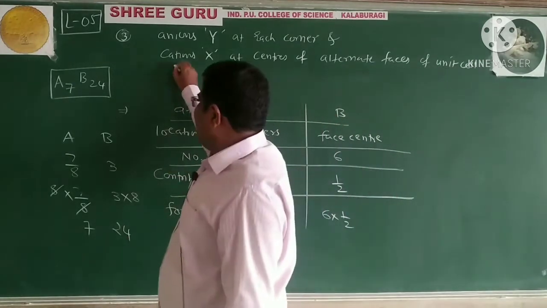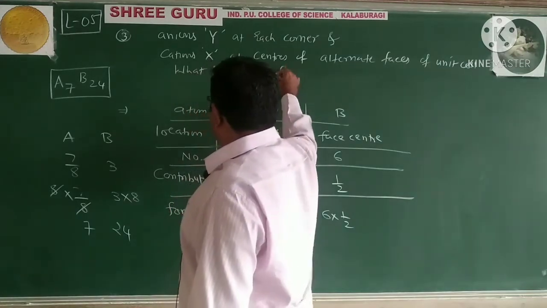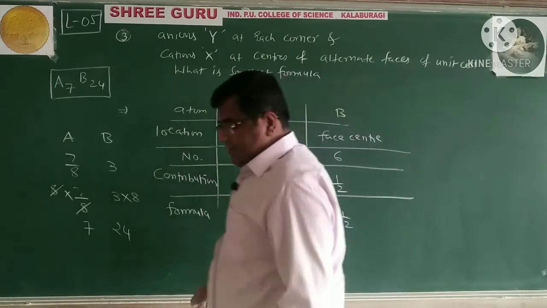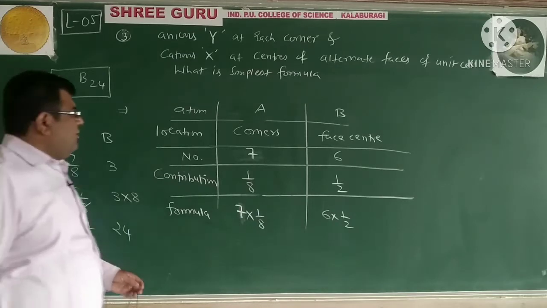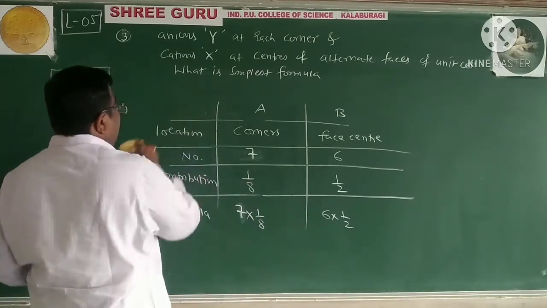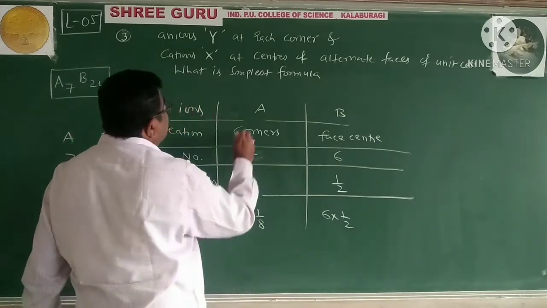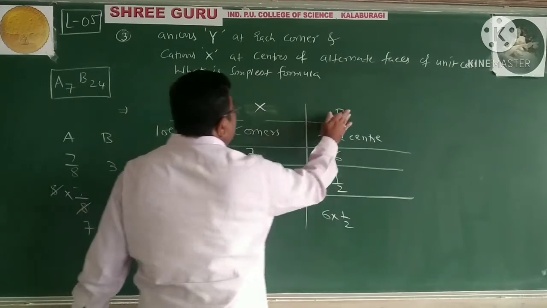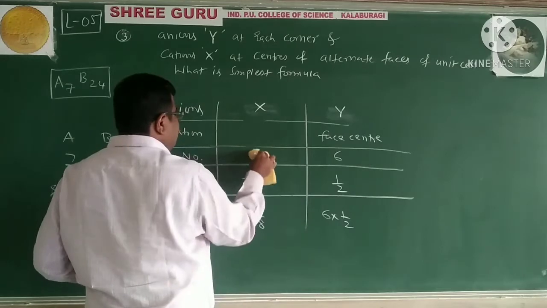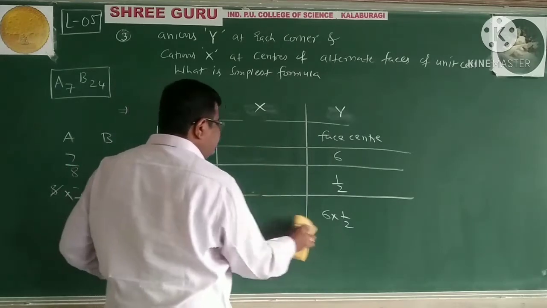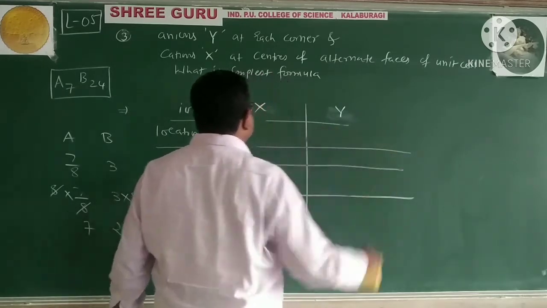What is the simplest formula? So for this question, we'll just modify all this information. These are not atoms, these are ions. And there is an X and there is a Y. Right. So we'll just complete this information, because this should be the pattern in which we should solve it.